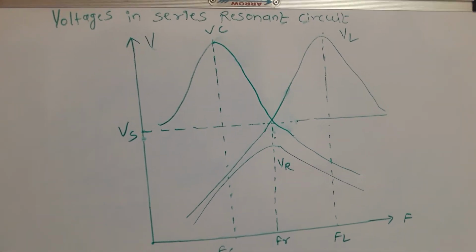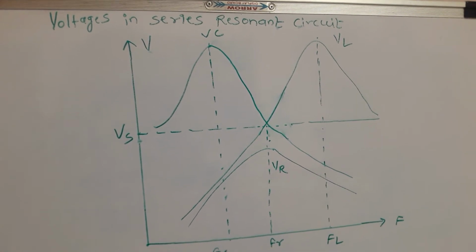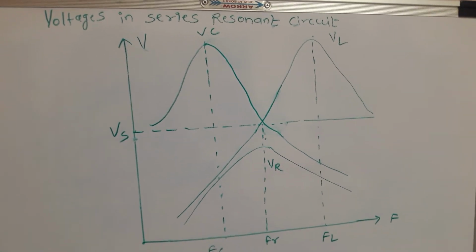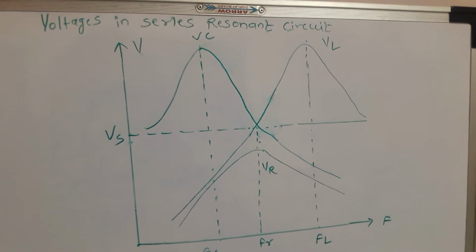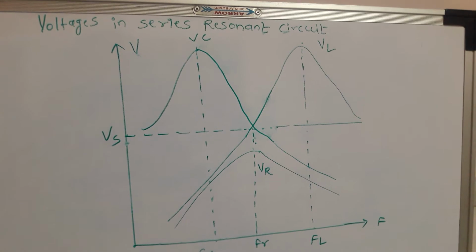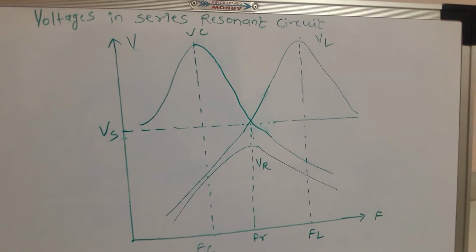The voltage drop across resistance, inductance and capacitance also varies with respect to frequency. At frequency equal to 0, the capacitor acts as an open circuit and blocks the current. The complete source voltage appears across the capacitor.